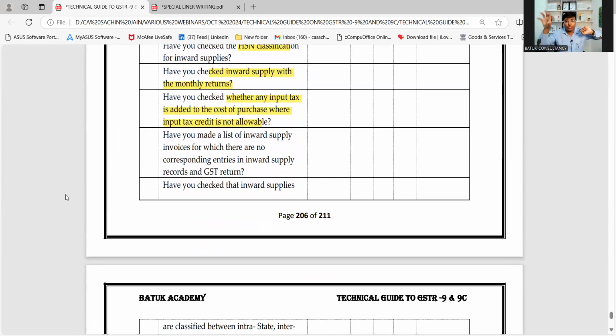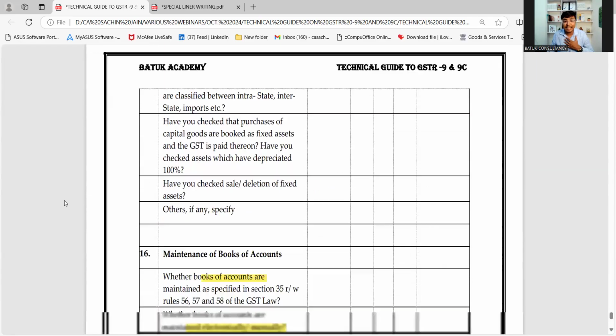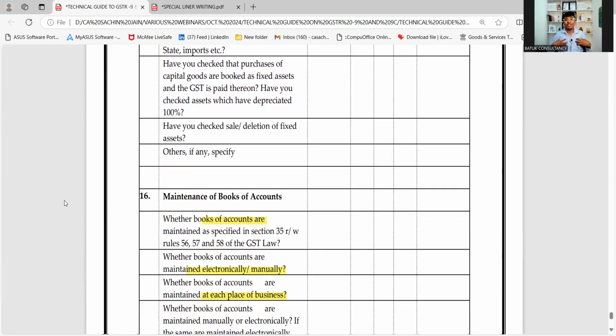From opening stock, from closing stock, from purchase, from sales, they are going to compare. And they will easily find out that you have done certain fake invoicing. How? Because they are going to calculate the ratios between the opening and closing stock. So while filing the GSTR 9 and 9C, we should be very much efficient.